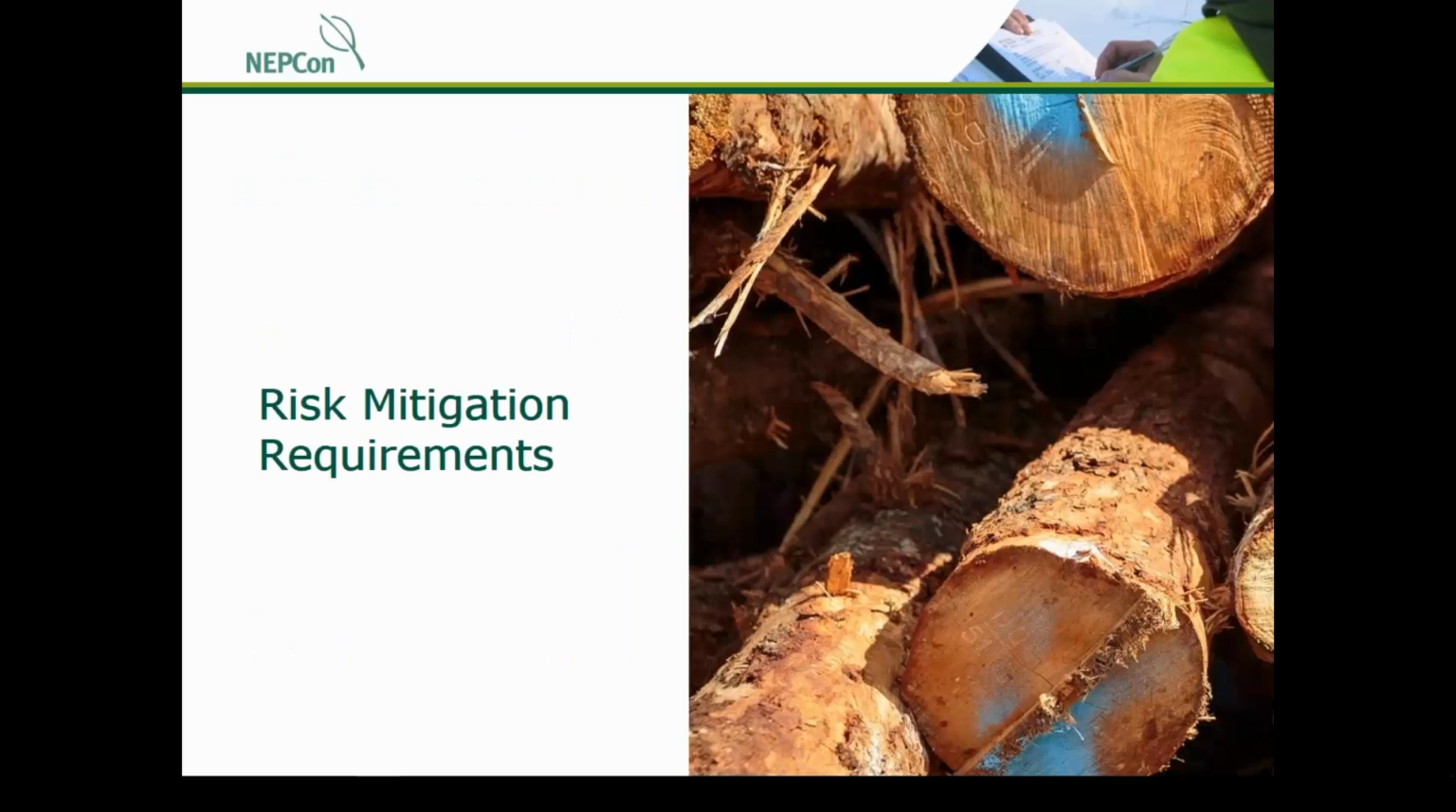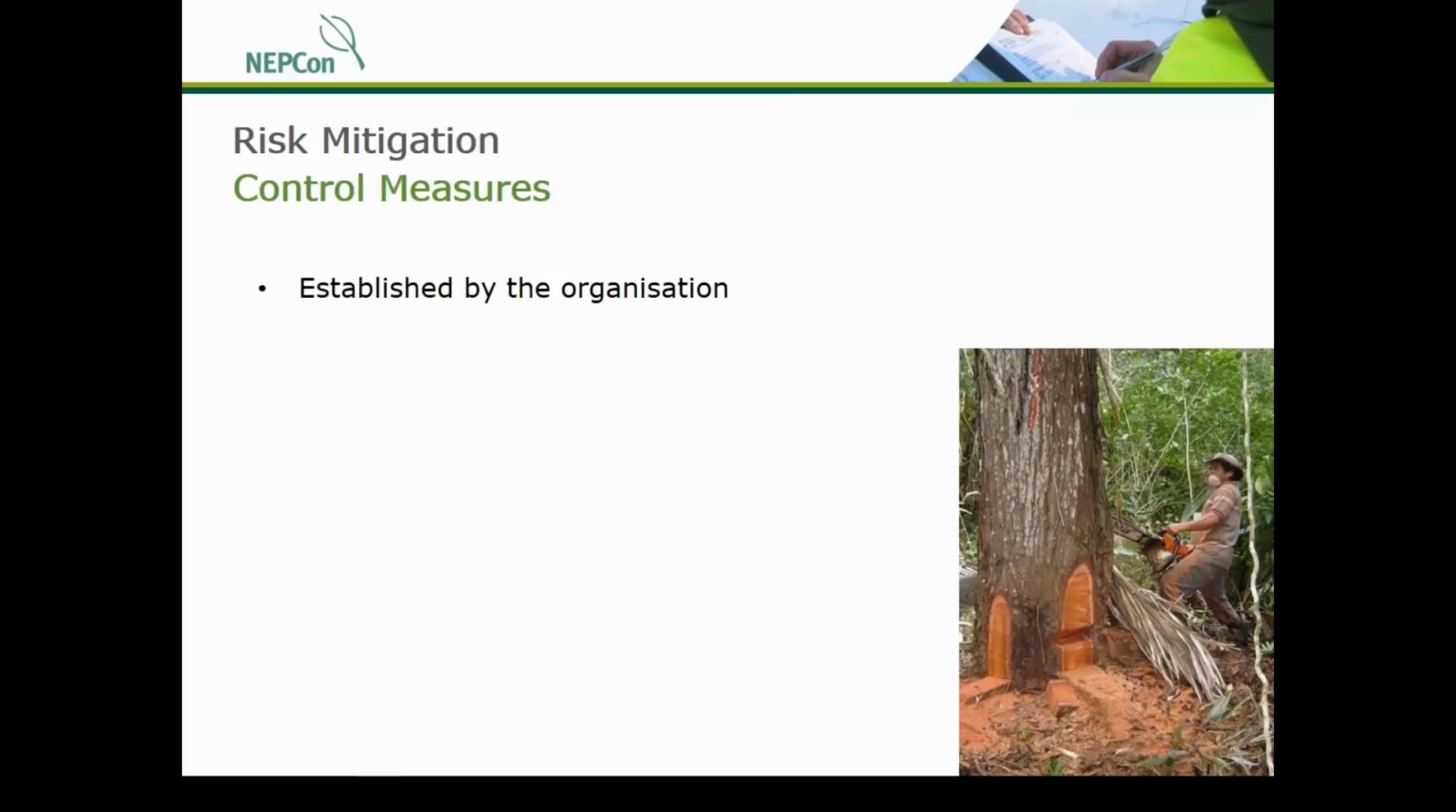So if we look a little bit deeper at the standard requirements, we can look at what the control measures are, and they can either be established by the organization, or if available, they are provided in the relevant national risk assessment or centralized national risk assessment. And if they are in the national risk assessment, they will be obligatory, so you will have to use those except under certain circumstances. I'll get back to that.